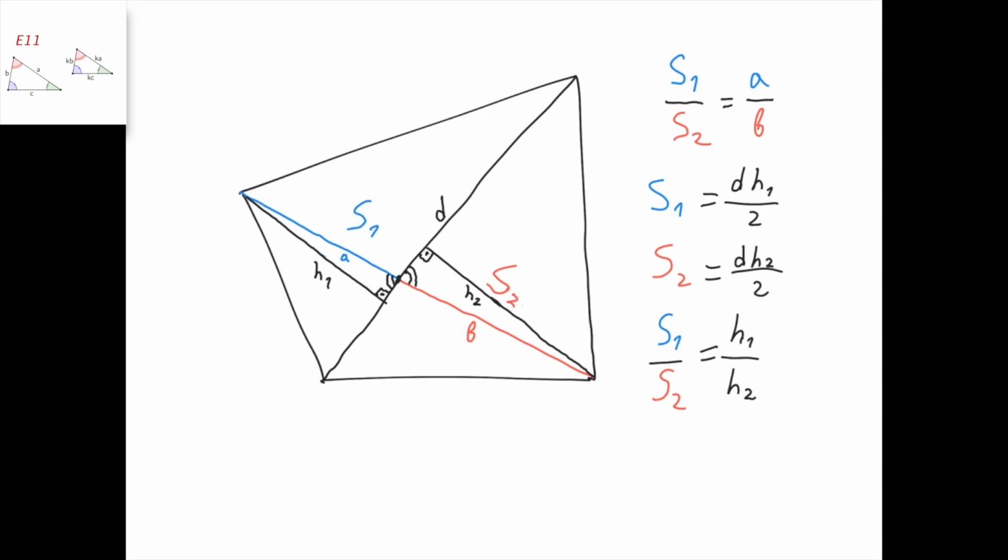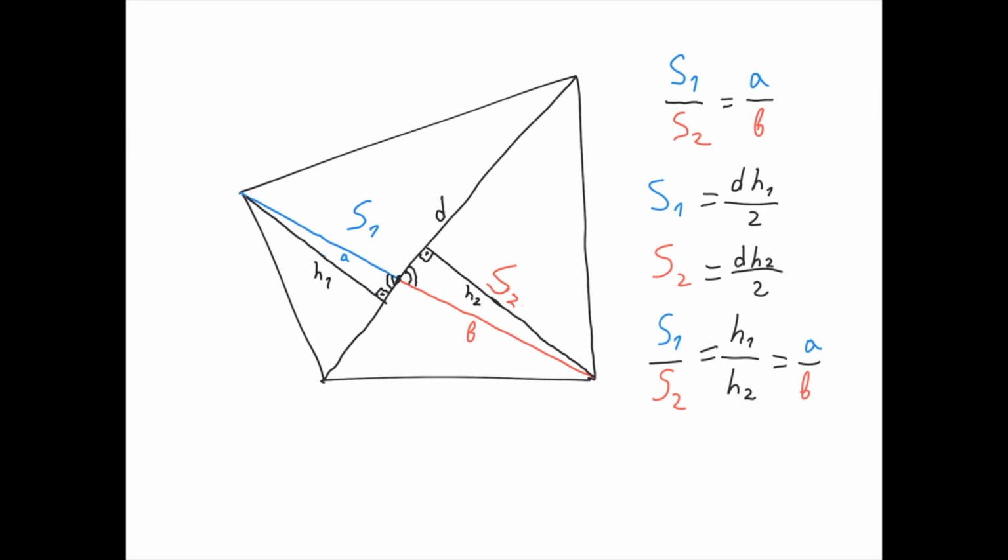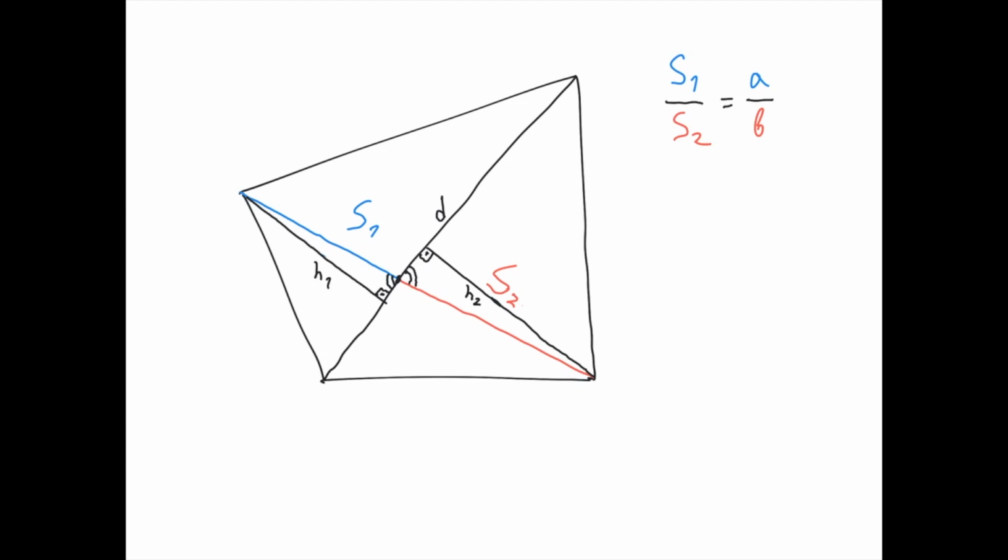Now, due to this similarity, we can say that the ratio of the corresponding sides in the two triangles is equal. So h1 divided by h2 equals A divided by B. And so we're done.